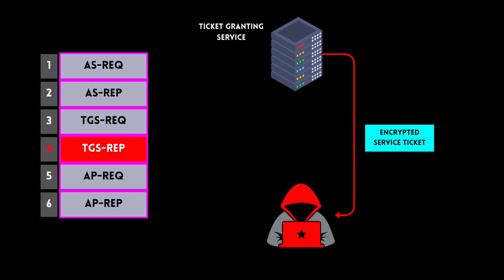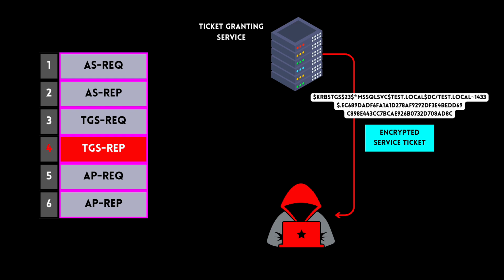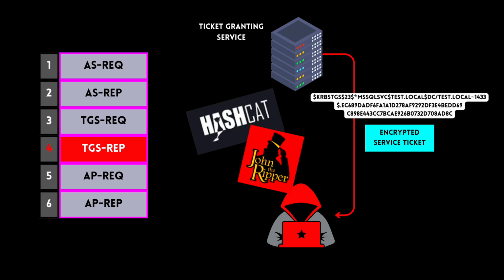Kerberoasting happens on step 4 when the TGS sends back an encrypted service ticket to the user. That is encrypted with the password hash of the service account that is used to run the service being requested. Anyone can crack that offline, especially if the password is very weak.